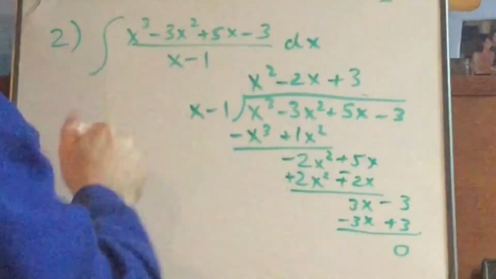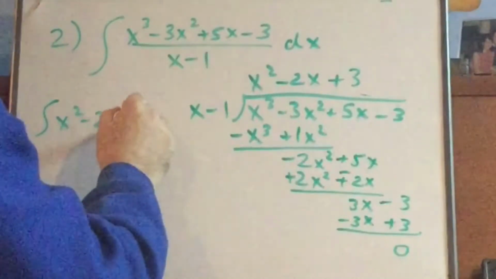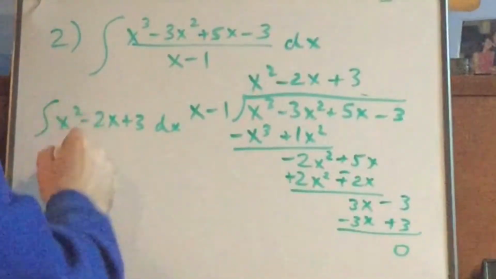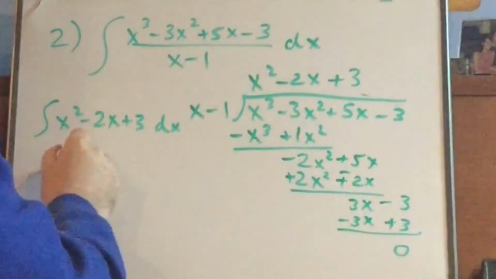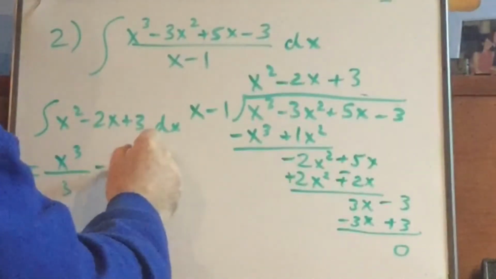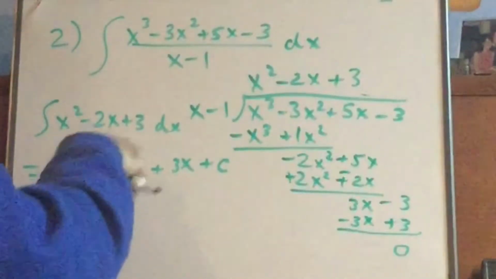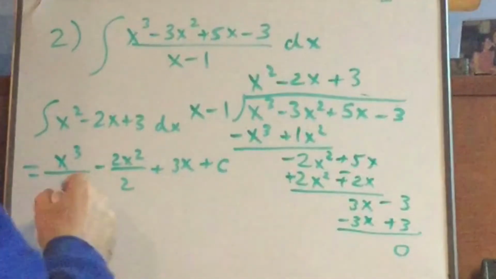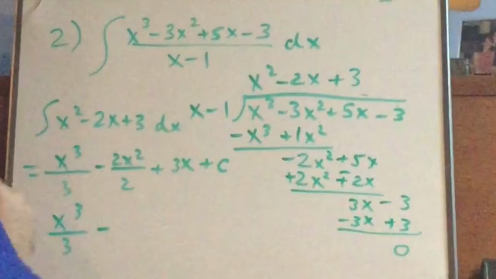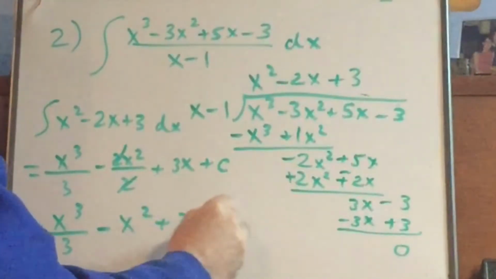So I can now rewrite my entire integral as the integral of x squared minus 2x plus 3 dx. The antiderivative, if I add 1 to the exponent, I get x cubed over 3 minus 2x squared over 2 plus 3x plus c, and the fraction for the second term can be simplified so that I get an answer of x cubed over 3 minus x squared plus 3x plus c.